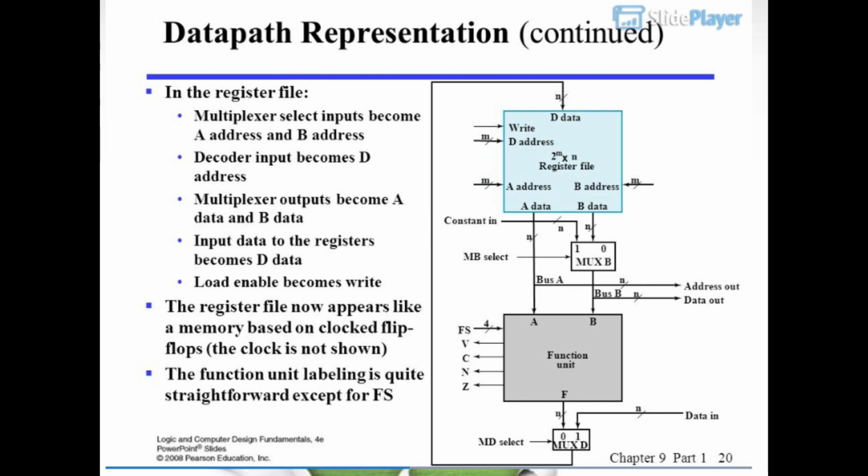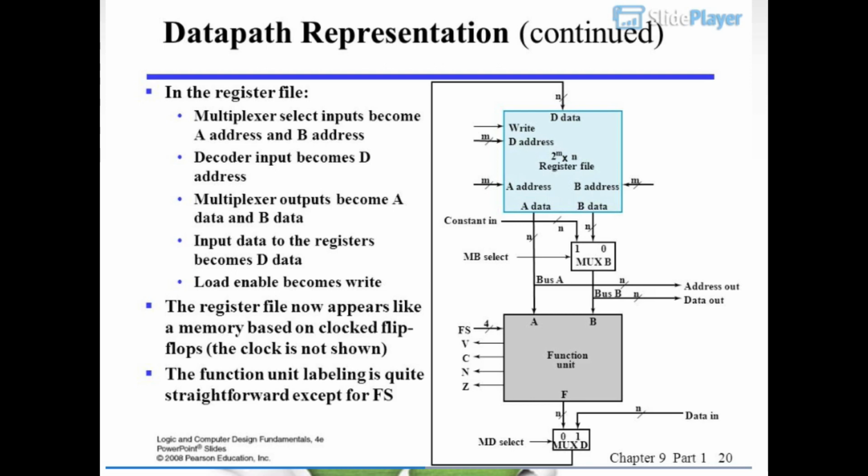Datapath representation, continued. In the register file, multiplexer select inputs become A address and B address. Decoder input becomes D address. Multiplexer outputs become A data and B data. Input data to the registers becomes D data. Load enable becomes write. The register file now appears like a memory based on clocked flip-flops. The clock is not shown. The function unit labeling is quite straightforward except for Fs.